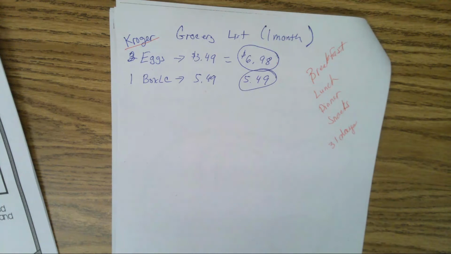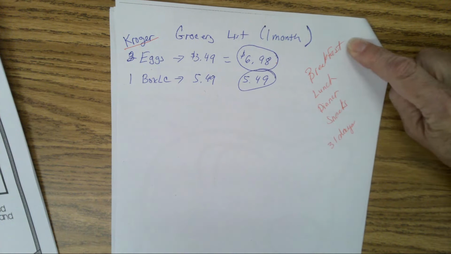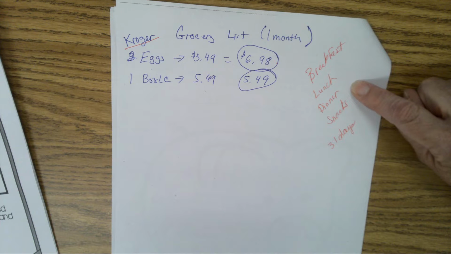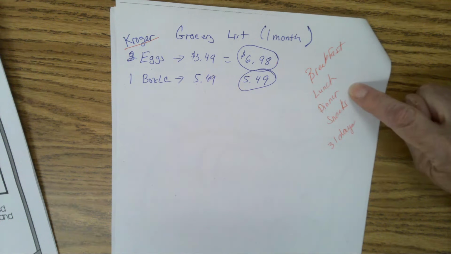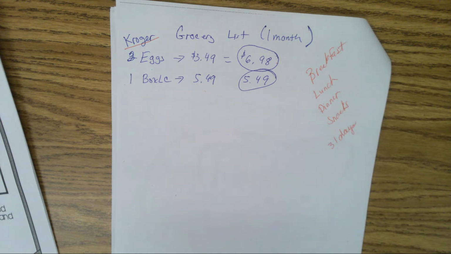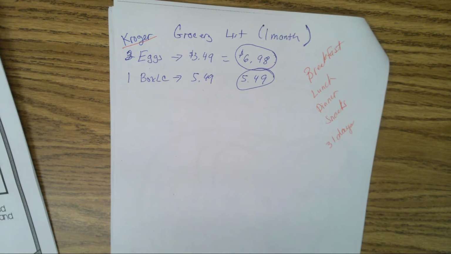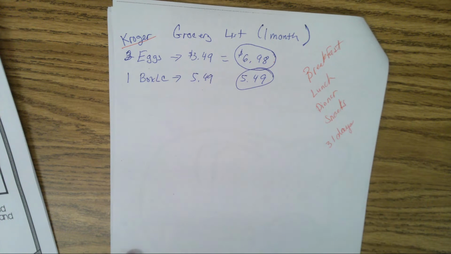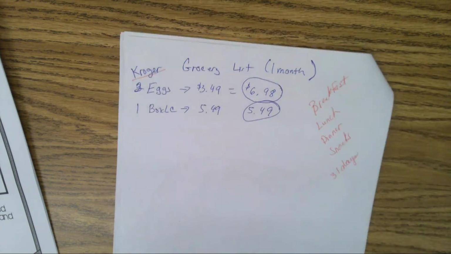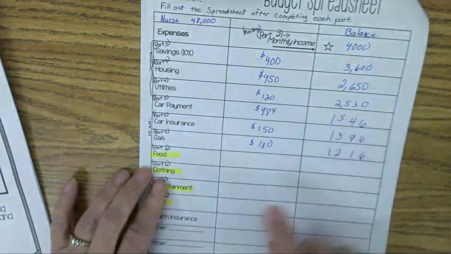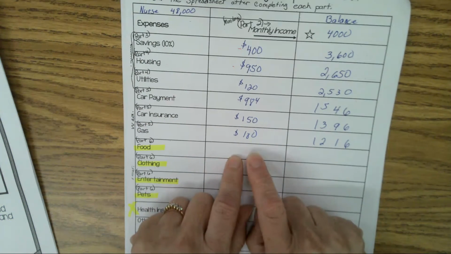Don't forget, you need to have enough food to take care of all of your breakfasts for a month, all of your lunches for a month, your dinner for a month, and your snacks. Figure it out for about 30 to 31 days. And that's what you're going to do for the food. After the food, you'll make a list here, and then you're going to put it into your spreadsheet. You put the total amount for the month here.